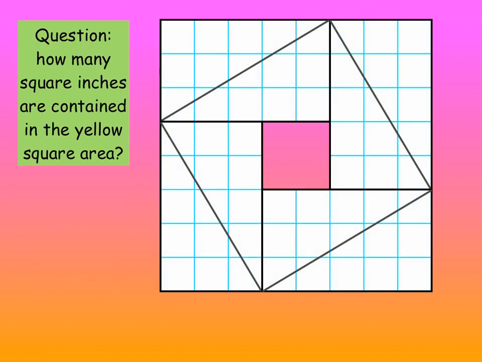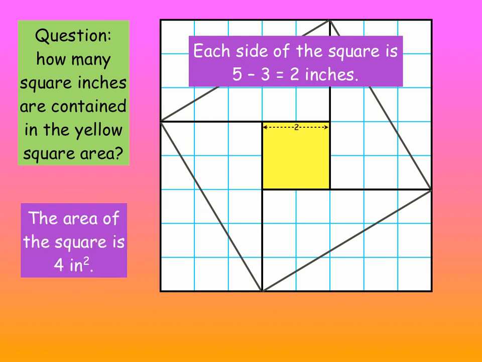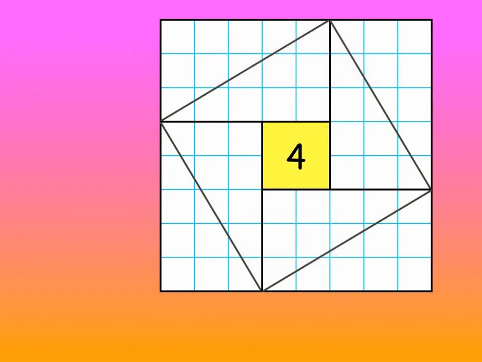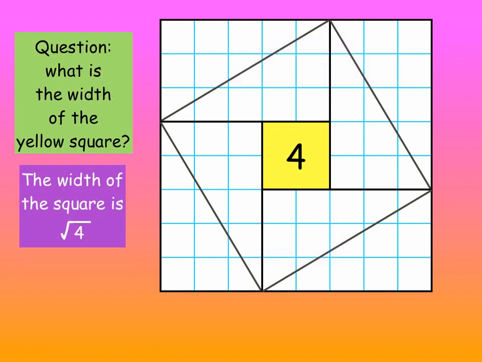How many square inches are contained in the yellow square area, the one in the middle? Well, each side of the square is 5 minus 3, that's 2 inches. 2 inches this way and 2 inches that way, so the area of the square is 4 square inches, because 2 squared is 4. How about this? What is the width of the yellow square? Well, the width of the square is square root of 4, which is 2.